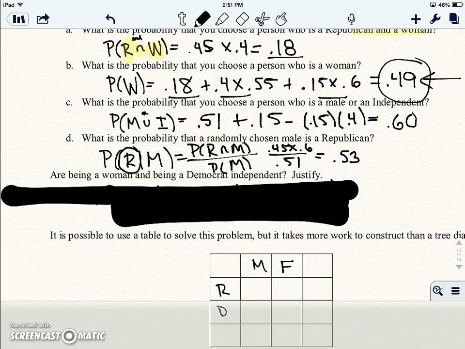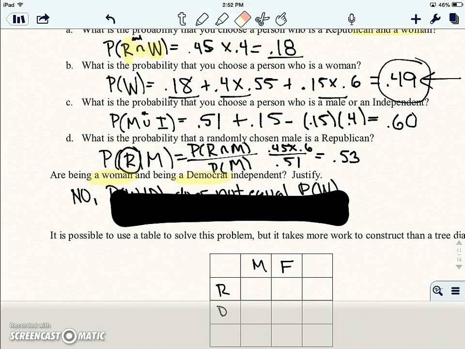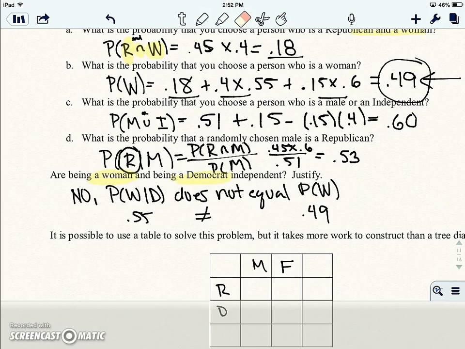Okay, and now it says, are being a woman and being a Democrat independent? If they're independent, the probability of a woman has no relationship to the probability of being a Democrat. So in this case, the answer is no, because if they were independent, then the probability of being a woman given you're a Democrat would be the exact same as just the probability of being a woman. But the probability of woman given Democrat is 0.55, while just the probability of being a woman out of this whole population is 0.49.